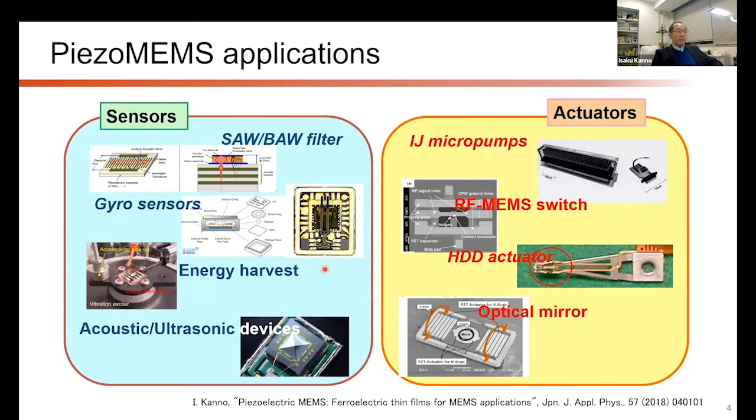Many application devices have been proposed, and some of them have already been commercialized: gyro sensors, inkjet micropumps, and hard disk actuators. I'll talk about these applications later. But recently, energy harvesters and acoustic and ultrasonic devices using piezoelectric materials are promising candidates for future commercial applications. And I hear that an optical mirror will be launched in the near future, installed into automobiles.